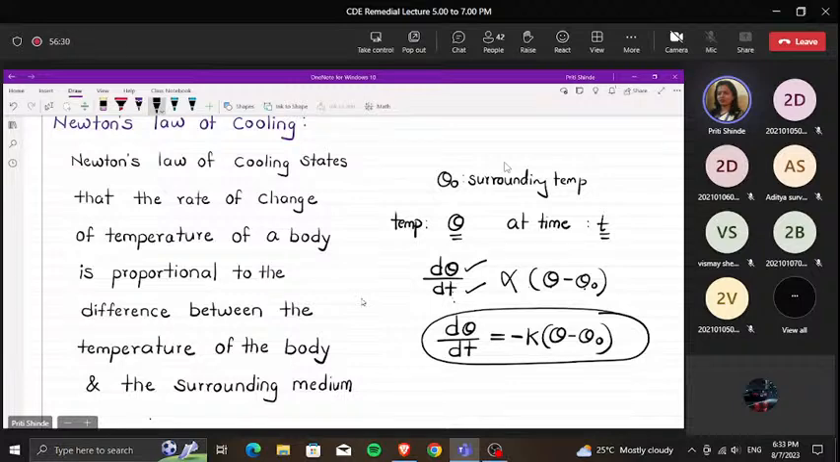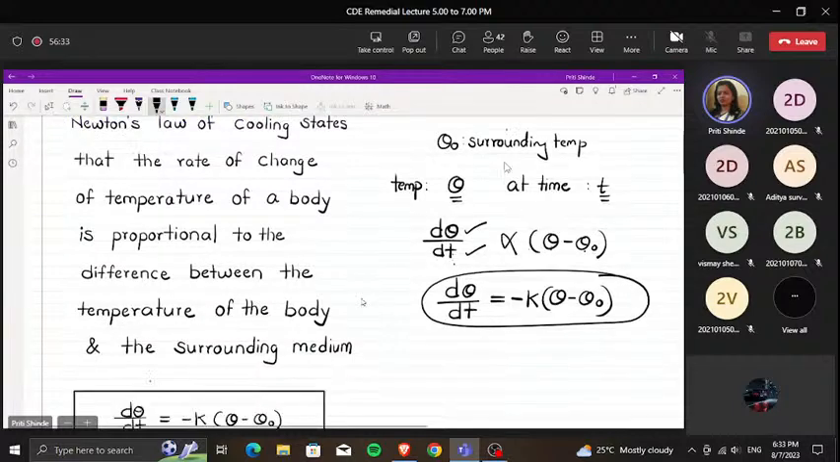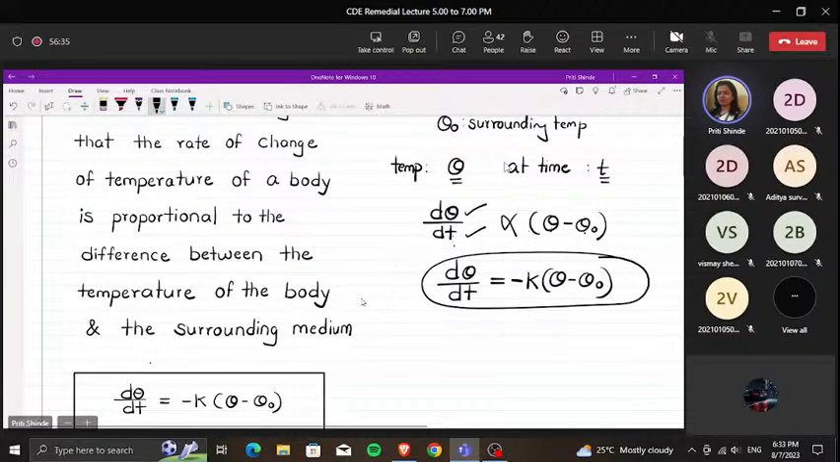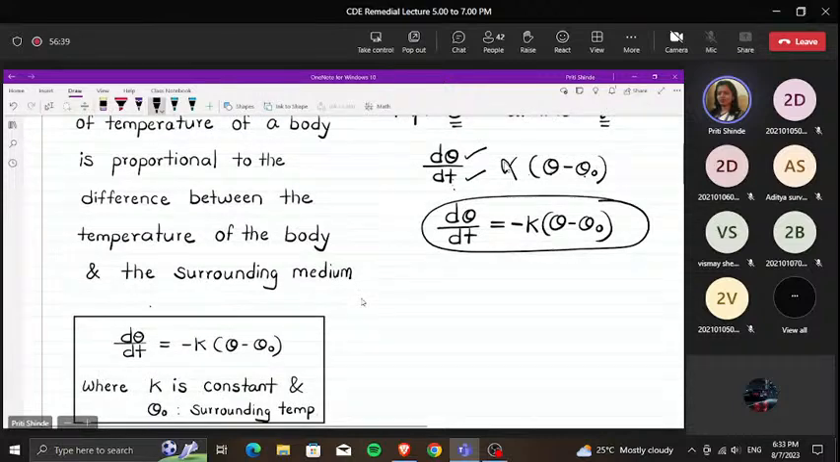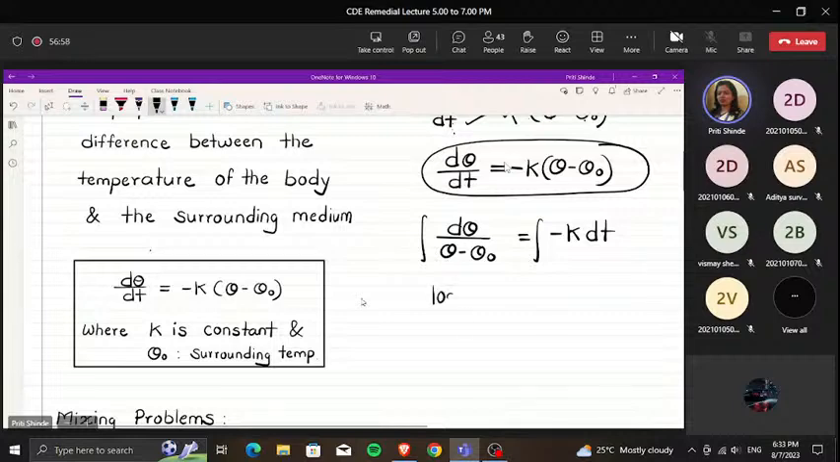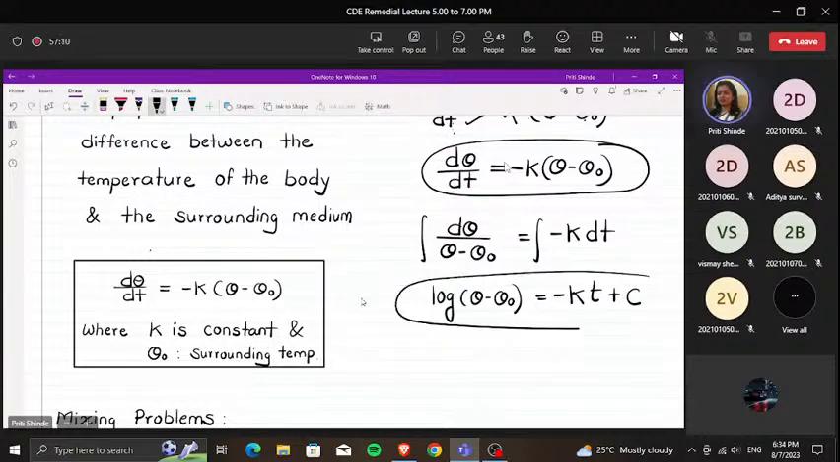To solve any example, just remember this differential equation, and the solution is also constant. So how to solve this differential equation? Using variable separable form. d theta divided by theta minus theta 0 is equal to minus k dt. Integrating, we get our solution: the integral of 1 upon theta minus theta 0 is log of theta minus theta 0, equal to minus k times the integral of dt, which is t plus c. So this is the solution of the differential equation.